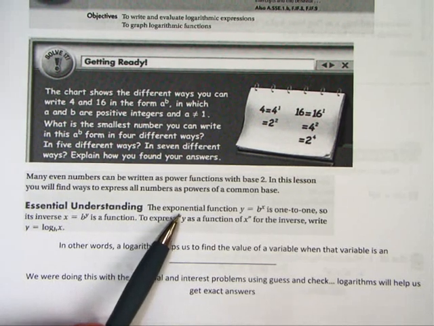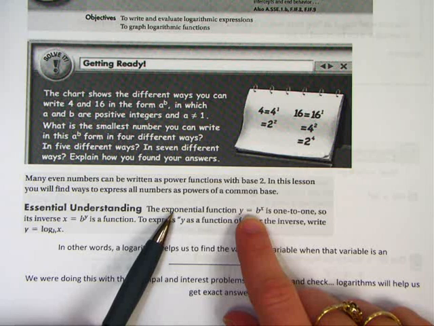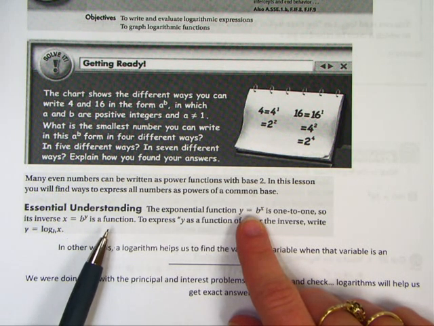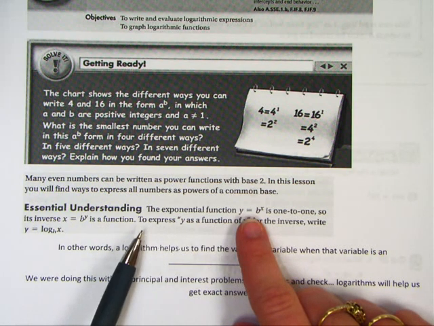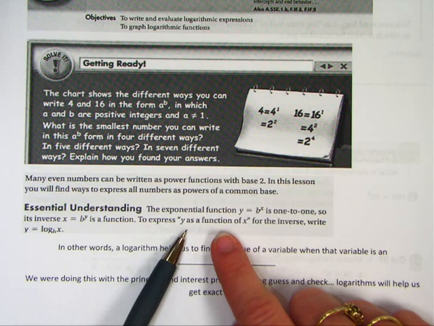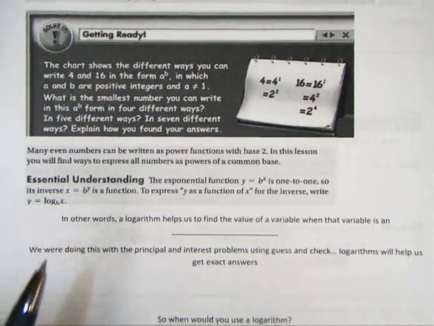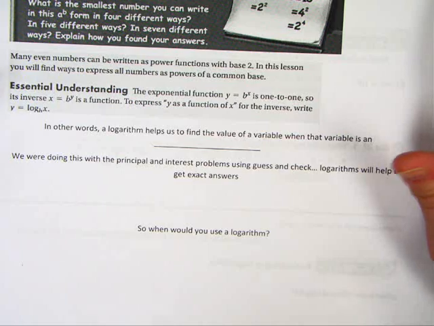The exponential function, y equals b to the x, is 1 to 1, meaning it's a function, everybody. So its inverse, x equals b to the y, is also a function, a 1 to 1. To express y as a function of x for the inverse, you have to write it as a log. Now I know that's a lot of writing and words to you, but let me go ahead and try my best to explain it in basic words.